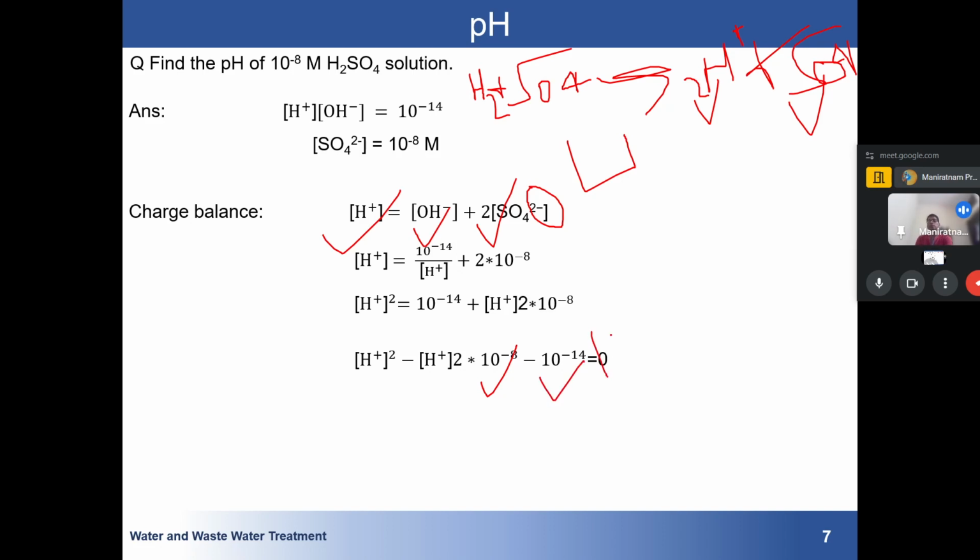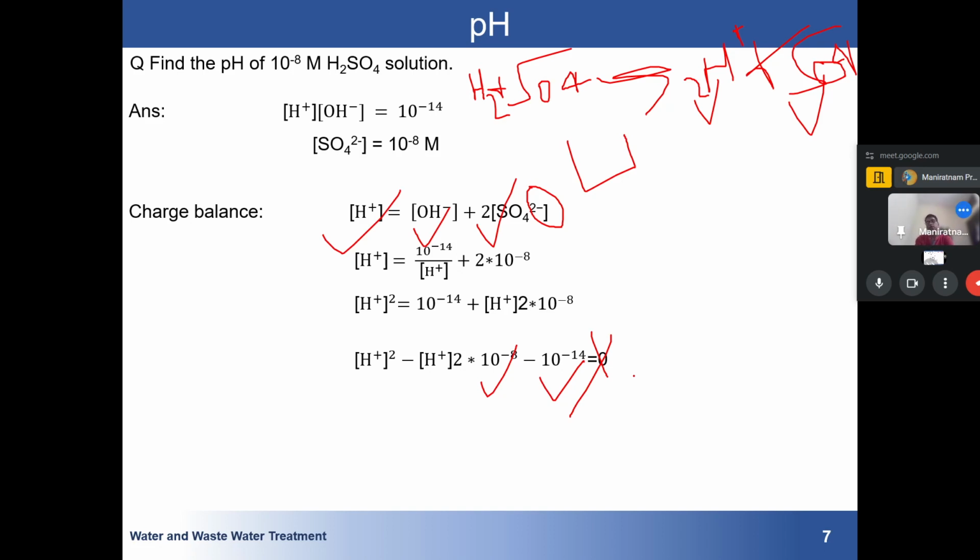So this thing cannot be neglected now, because this will be very significant. Your pH will be in the range of 10 to the power minus something only. Suppose it is 10 to the power minus 5. So it is 10 to the power minus 5 into 10 to the power minus 8, that is 10 to the power minus 13. So it cannot be neglected with respect to 10 to the power minus 14. So this approach and that approach are very similar, but you have to keep in mind where you have to neglect.